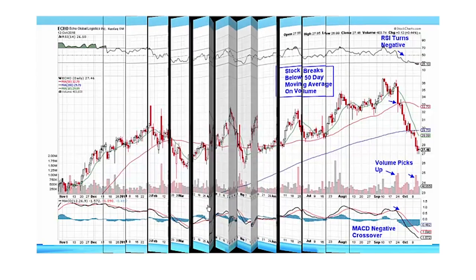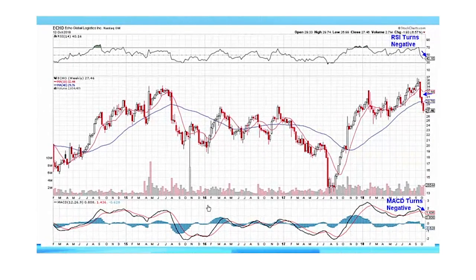And then we can also take a peek at a weekly view of this very same ECHO. We also are seeing, for those of you that use weekly charts, that same break below. This is a 10-week or a 50-day simple moving average, a break below that on big volume. Your MACD trends negatively, so you're getting these very same signals also on your weekly chart.